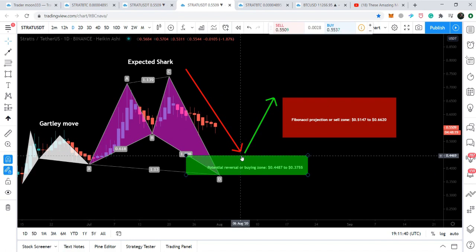So this was the update so far on the Stratis coin. If I'll have more updates, I'll definitely share with you.